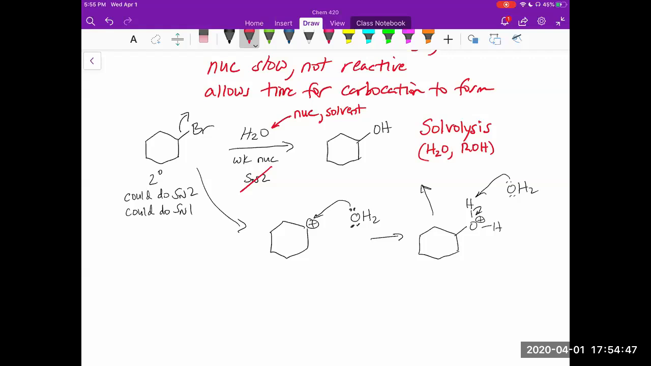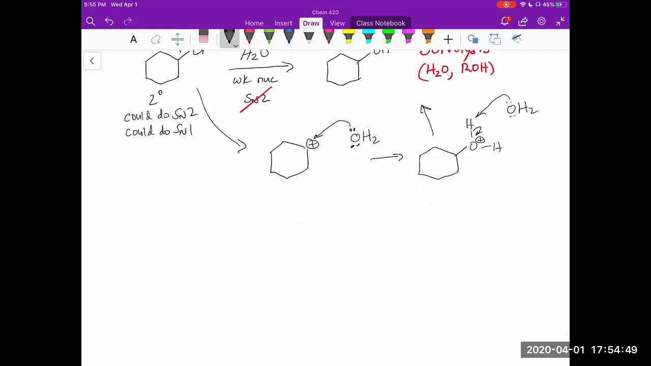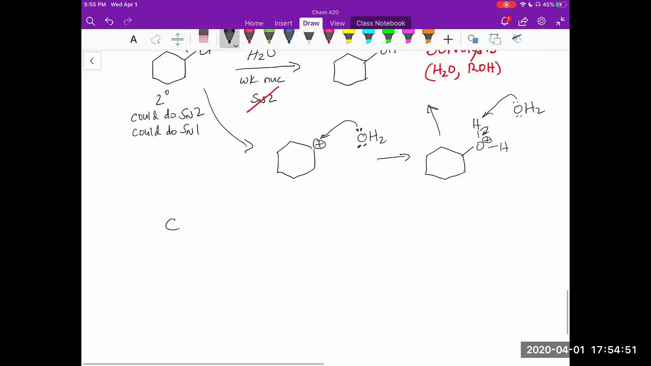Let's do one that's chiral now. Let's do a carbon, and we'll put, I don't know, iodine on there as my leaving group. A methyl, straight up, and an ethyl. And then let's keep it simple, and we'll do an H.